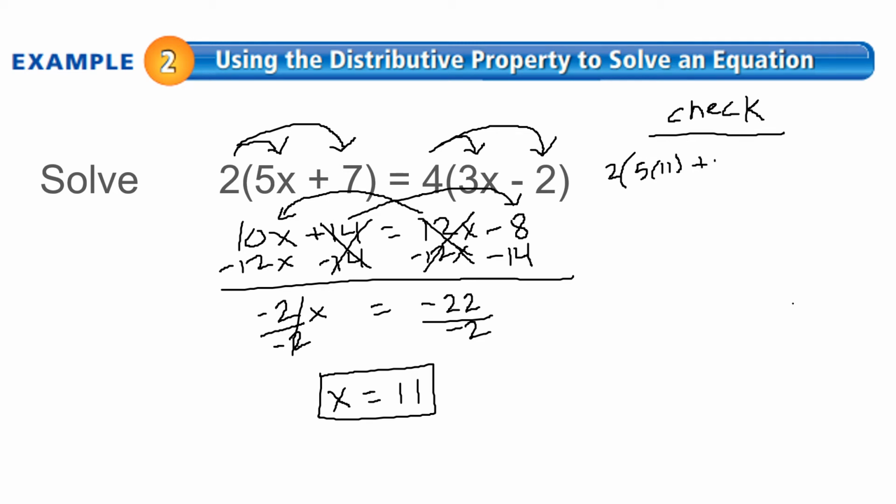So in the original equation, we're going to replace x, so it's going to be 2 times 5 times 11 plus 7 equals 4 times 3 times 11 minus 2.